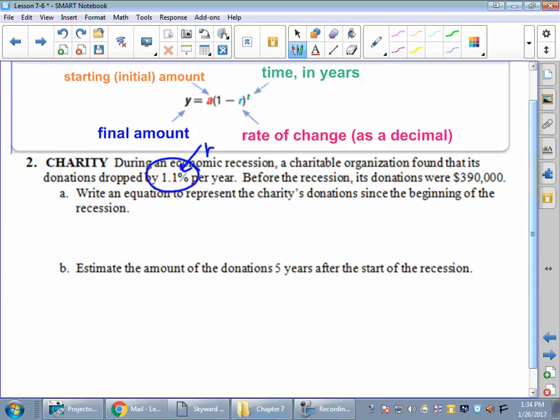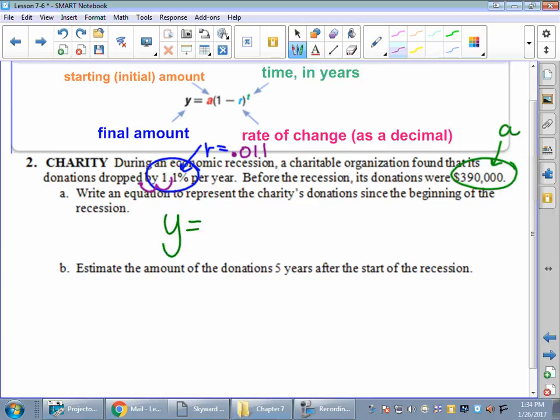So where does this 1.1 go in for? That's going to be our r, right? And when we turn it into a decimal, when we move that decimal point back 2 places, it's going to be 0.011. Don't forget to do that. That'll screw up your whole problem. Where's this 390,000 going to go in place of? That's going to be our starting amount, or our a. It doesn't tell us a time yet, so we're just going to keep the t as a variable.